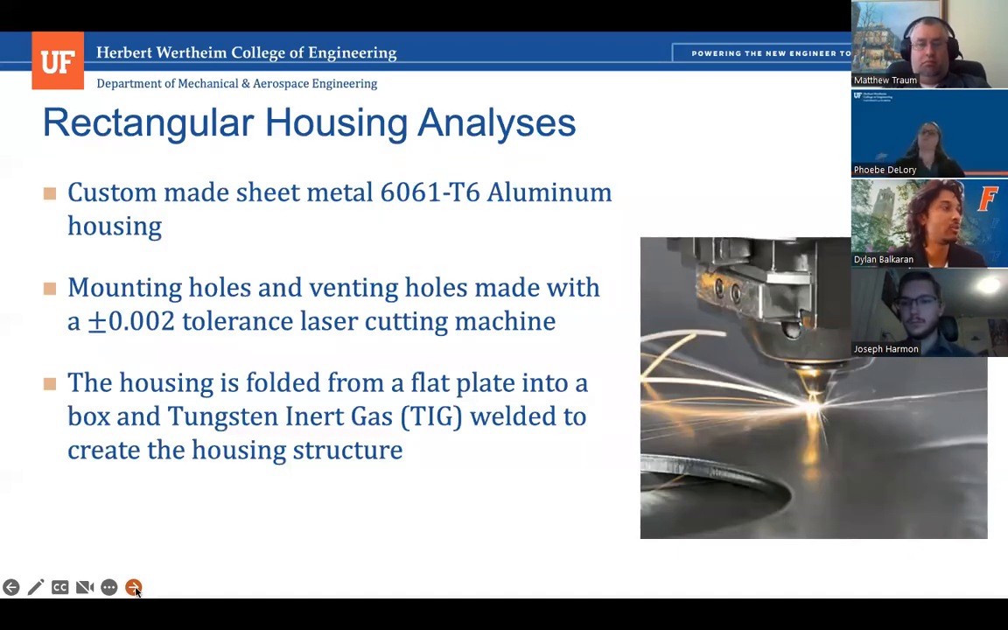So our rectangular housing was made out of 6061 aluminum sheet metal. The housing holes and venting holes were made using a plus or minus 2,000-inch tolerance laser cutting machine. And once the box is in the process of being folded, once it's in its housing form, we would use TIG welding to secure all of the panels together.